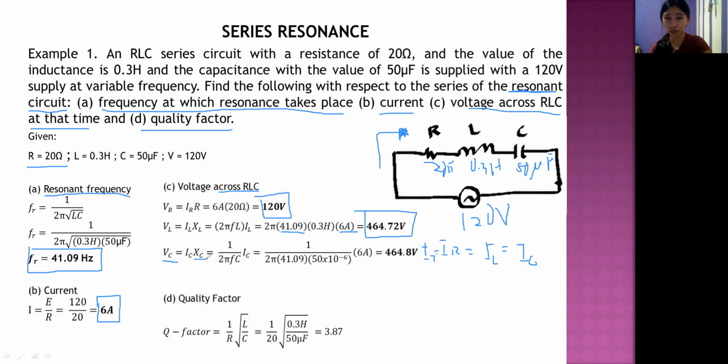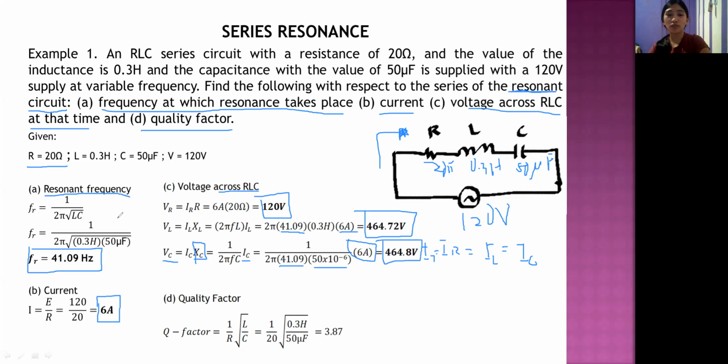And same here, we have the same current flowing. So we have the capacitive reactance: 1 over 2 pi FC times the current IC for the capacitance. So we'll just plug in the values: 1 over 2 pi, the resonant frequency 41.09 hertz, times the capacitance, which is 50 microfarad, times the current flowing through the capacitance, which is 6 amperes. So we have the value equal to 464.8 volts.